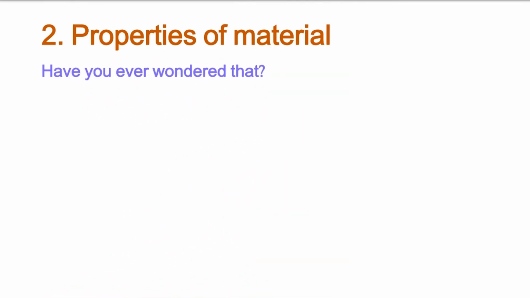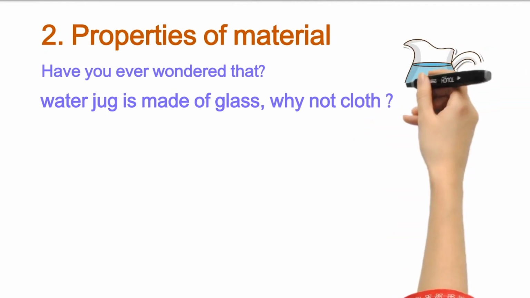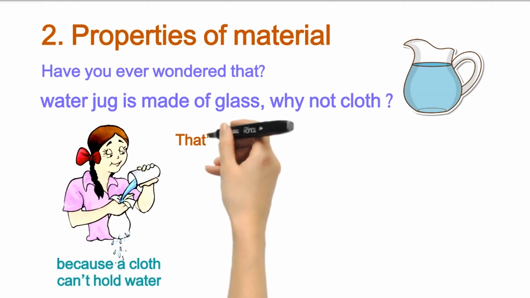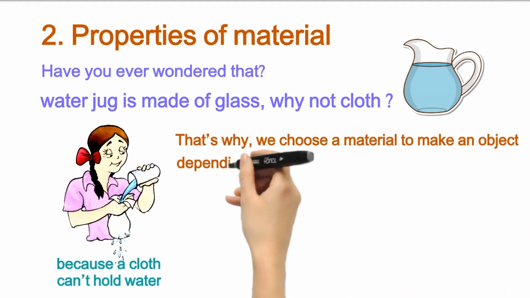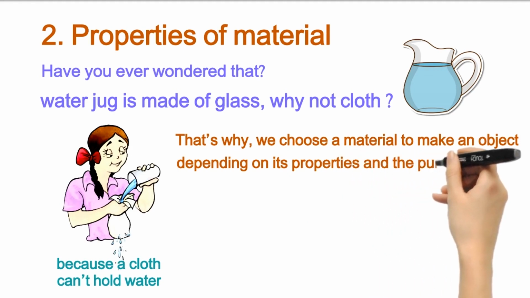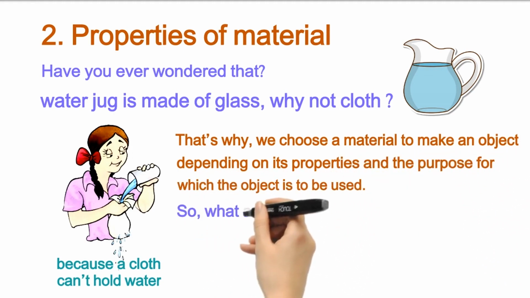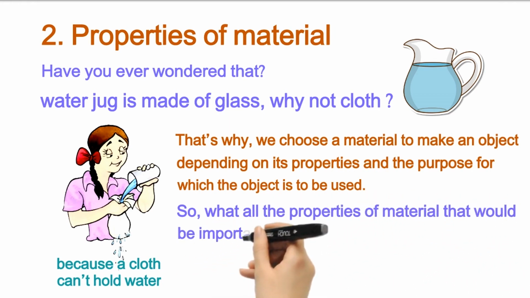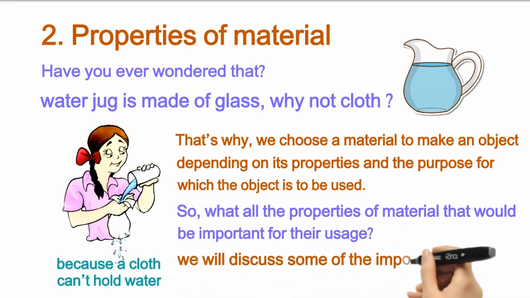Have you ever wondered that? Water jug is made of glass, why not cloth? Because a cloth cannot hold water. That's why we choose a material to make an object, depending on its properties and the purpose for which the object is to be used. So, what are all the properties of material that would be important for their usage? We will discuss some of the important properties.